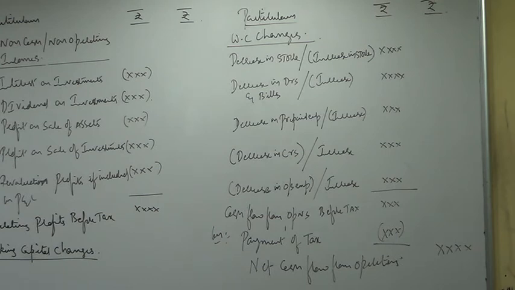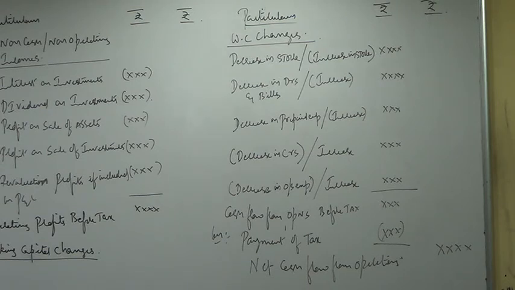You can remember one rule. Increase in current asset is a cash outflow. Decrease in current asset is a cash inflow. Can I repeat? Increase in current asset is a cash outflow. Decrease in current asset is a cash inflow. What about increase in current liability? Cash inflow. Decrease in current liability? Cash outflow. Can you remember these points?